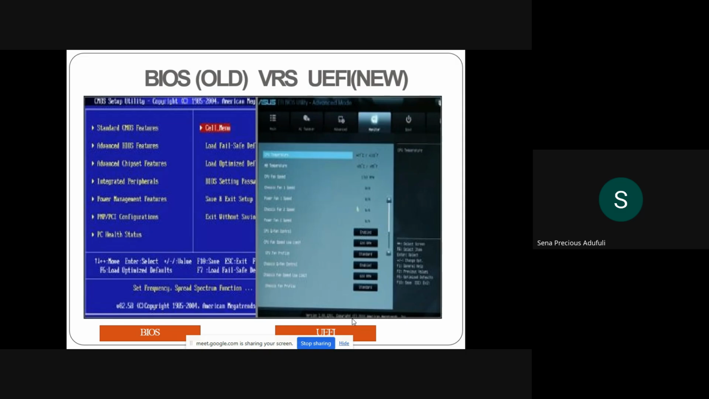So the blue is for the old BIOS, and then the gray is for the new, which is the UEFI. So it's okay. If you're able to use both the keyboard and the mouse, the difference is the mouse usage. If you can use the mouse, whether blue or gray, then it is the new one. But if you cannot use the mouse and it's only the keyboard, then it's the old BIOS.